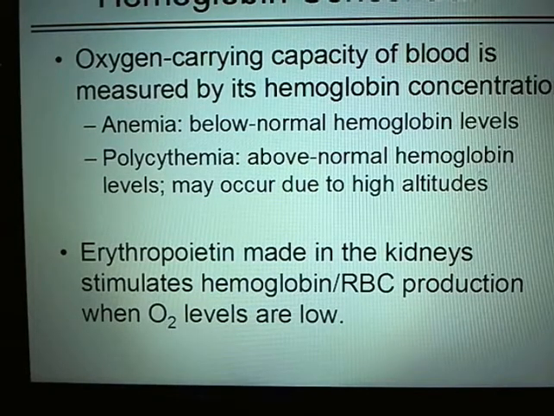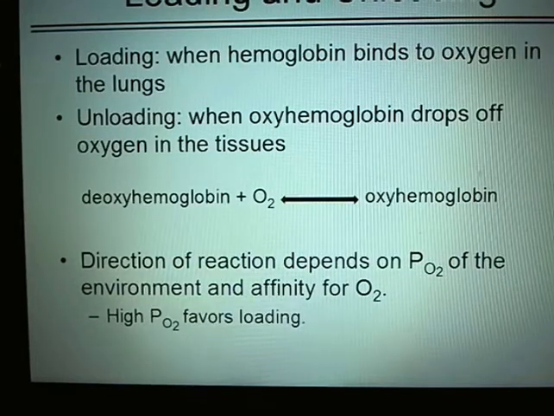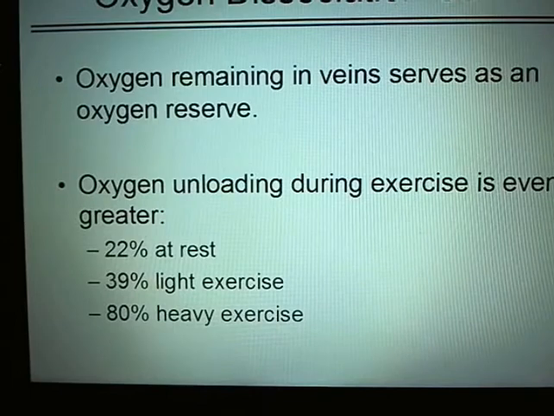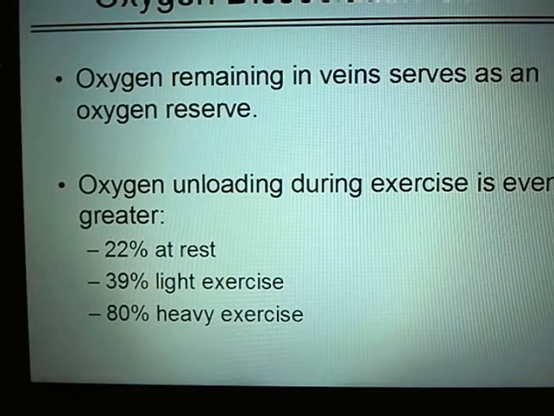Anemia is below normal hemoglobin. Polycythemia is above normal. Polycythemia is a time when we still bleed people. Erythropoietin is made in the kidneys and stimulates RBC production. Loading and unloading in the lungs, we've just gone through that. Oxygen dissociation: some oxygen remains in the veins, an oxygen reserve.